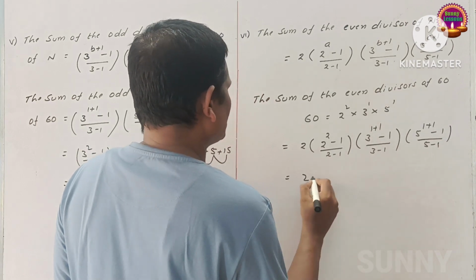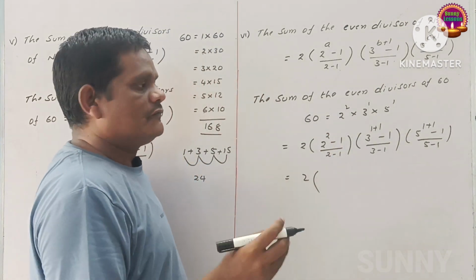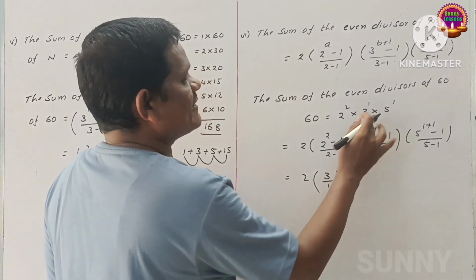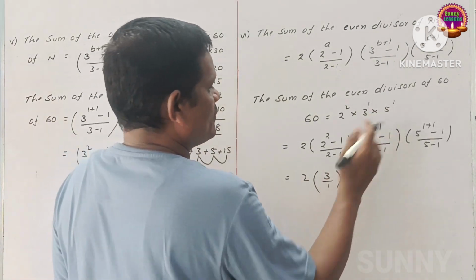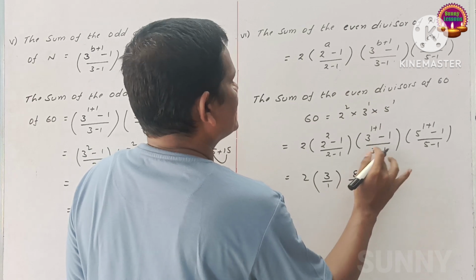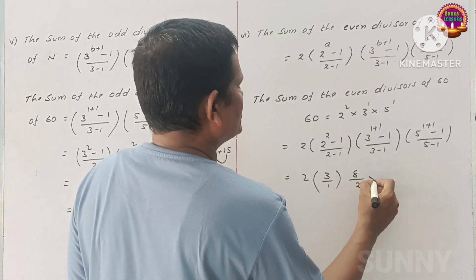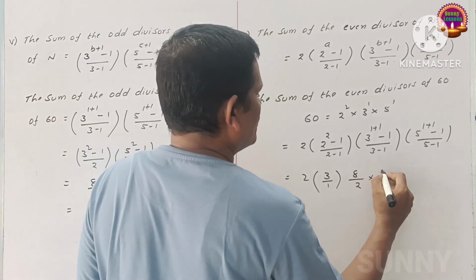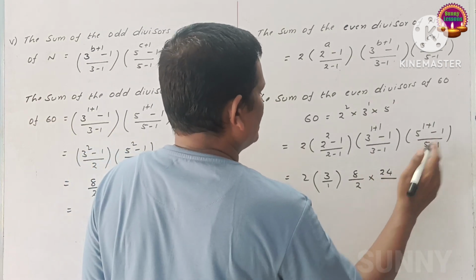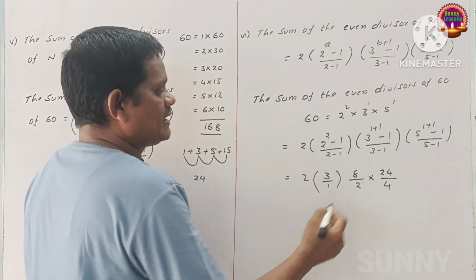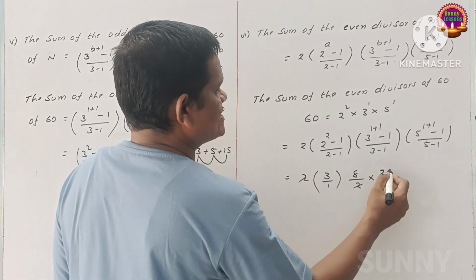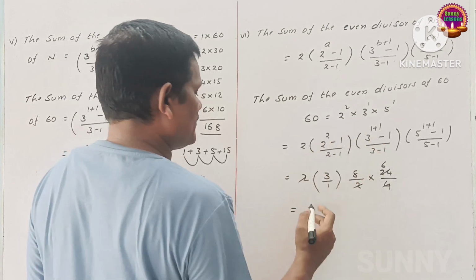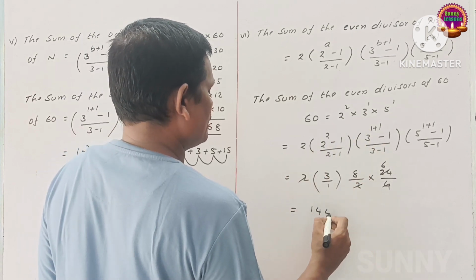So 2 into 2 square means 4, 4 minus 1 is 3, 3 by 1, into 3 square means 9, 9 minus 1 is 8, 8 by 3 minus 1, 2, into 5 square means 25, 25 minus 1 is 24, 24 by 5 minus 1, 4. Here 2 and 2 cancel, 4 6s are 24. So 3 8s are 24, 24 6s are 144.